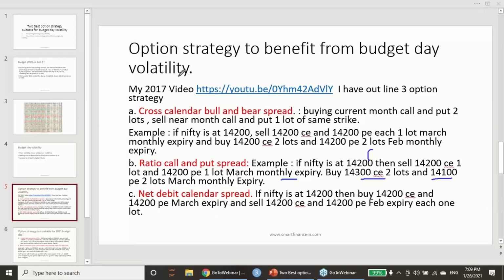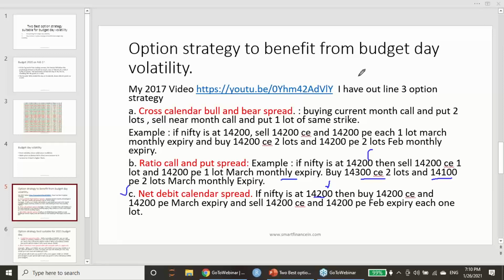The third strategy I recommended in those years is the net debit calendar spread. If Nifty is at 14,200, then buy 14,200 call and put option of March expiry and sell for the February expiry. For this particular strategy, a little bit of tweaking is required. You cannot take the 14,200 strike; you need to choose a different strike.